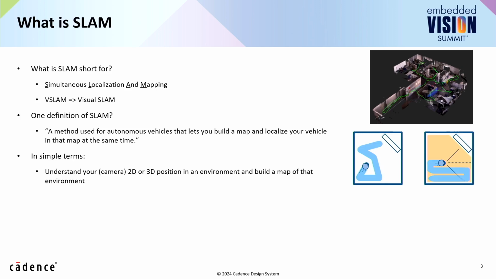A simple way to understand it is, if you're a camera, try to understand your 2D or 3D position in an environment and build a map of that environment. As you can see from some of the illustrations, the one on the bottom shows your typical robot vacuum cleaner that uses SLAM. If it weren't using SLAM, it would probably go randomly all through the room. But the idea with SLAM is you have some perspective of the room, and then you can have a much more calculated trajectory to figure out how you want to efficiently clean your room. That way you also are more cognizant about battery life and not going over the same place over and over again.